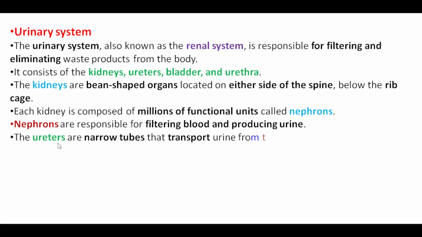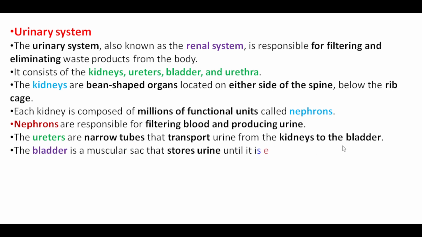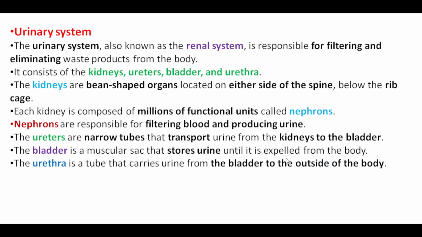The ureters are narrow tubes that transport urine from the kidney to the bladder. The bladder is a muscular sac that stores urine until it is expelled from the body. The urethra is a tube that carries urine from the bladder to the outside of the body.